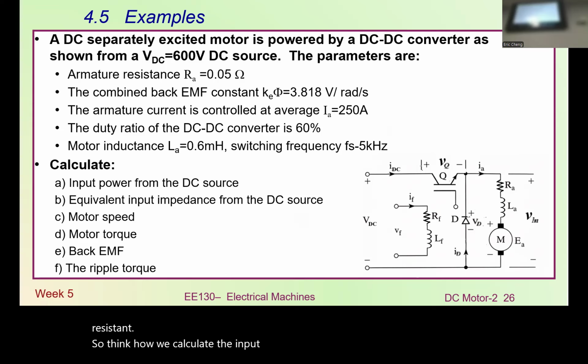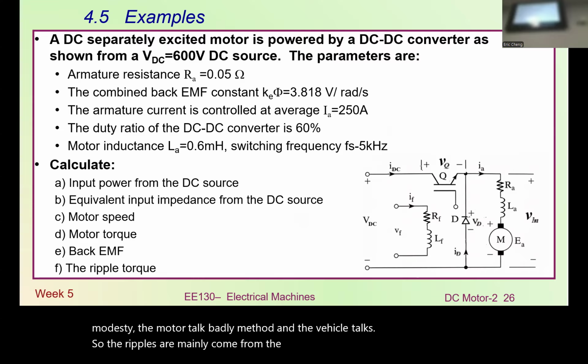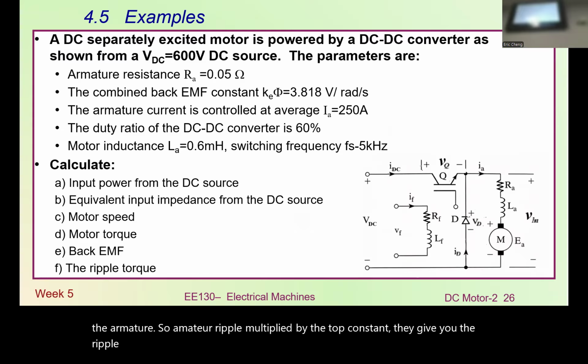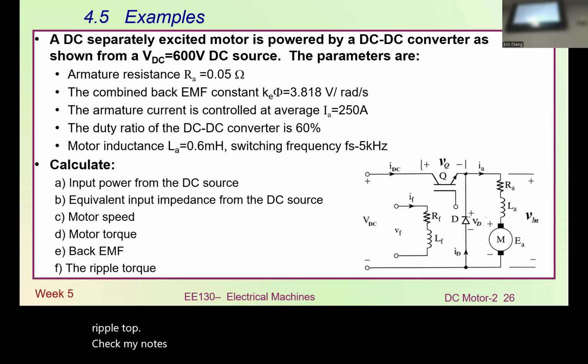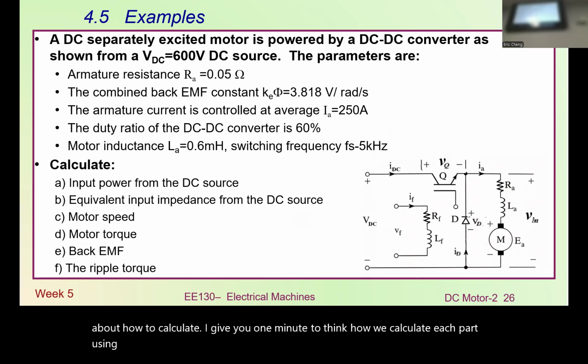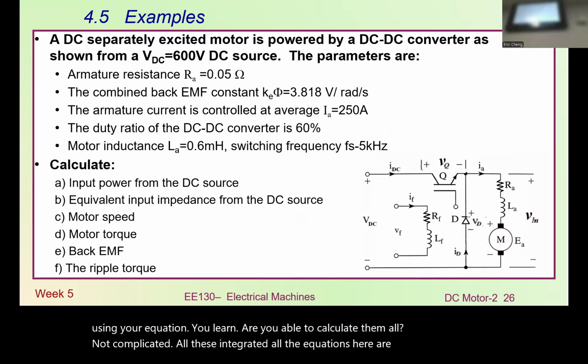And then we are asked to calculate motor speed, motor torque, back EMF, and the ripple torque. The ripple torque mainly comes from the current. That's how I calculate the ripple for the armature. So the armature ripple multiplied by the torque constant gives you the ripple torque. Check my notes about how we calculate. I give you 1 minute to think how we calculate each part. Using the equations you learned, are you able to calculate them all? It's not complicated, there are only a few simple equations.